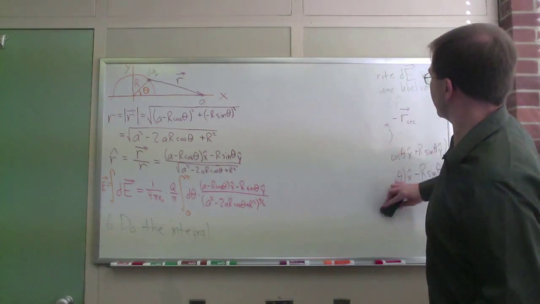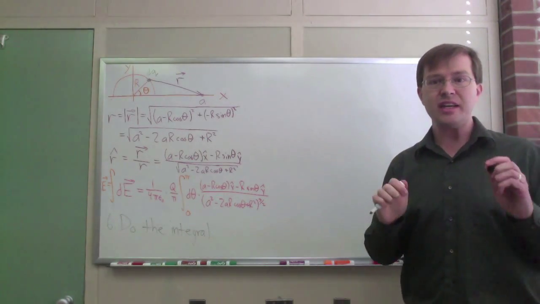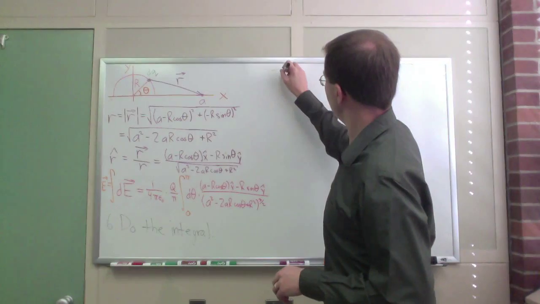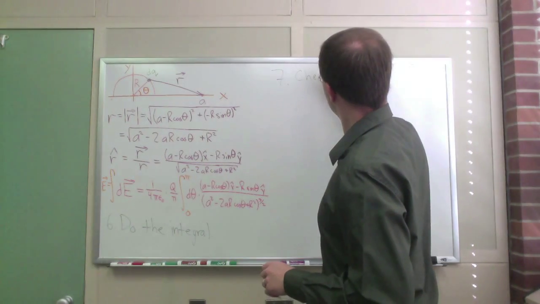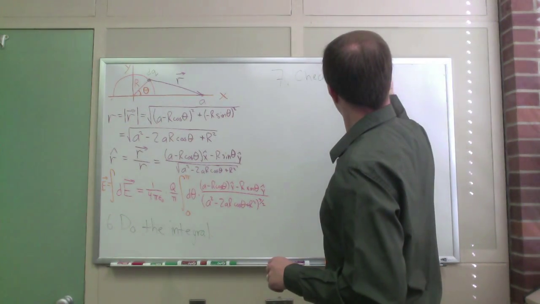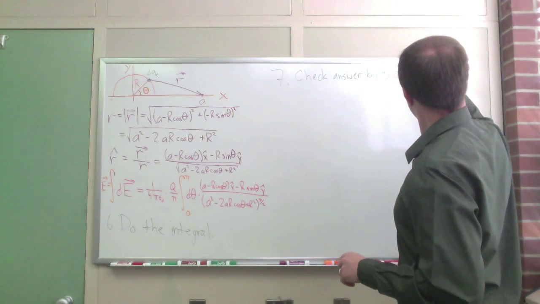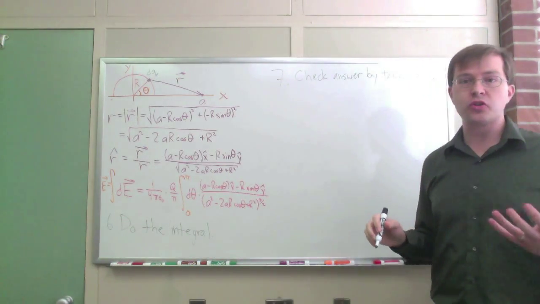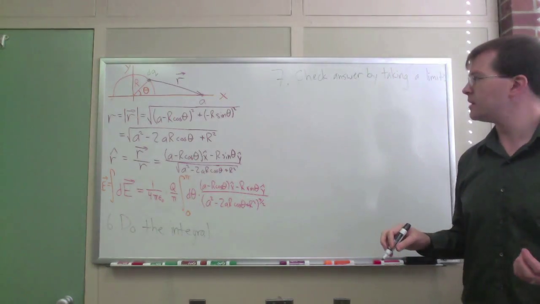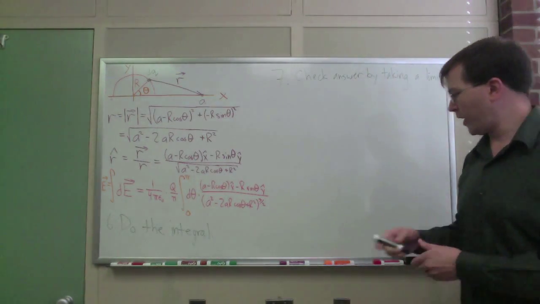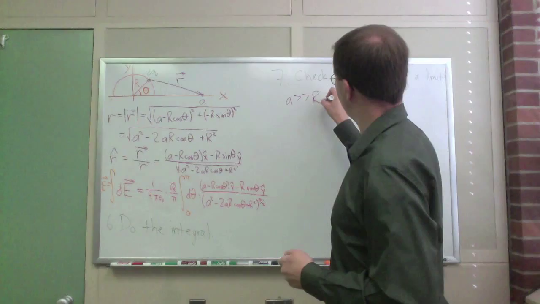The strategy that I tell students to do when they're solving these problems always has a final step. If it's possible, if it's relevant for your situation, try to check your answer by taking a limit and comparing to what your physical intuition is for what that situation should be. Take a limit and check your answer. So in particular, in this case, I'm going to take the limit where a is much greater than the radius of the circle.